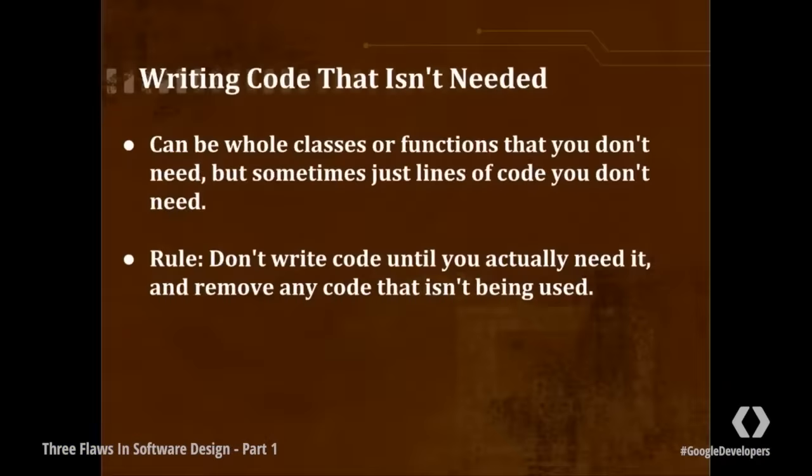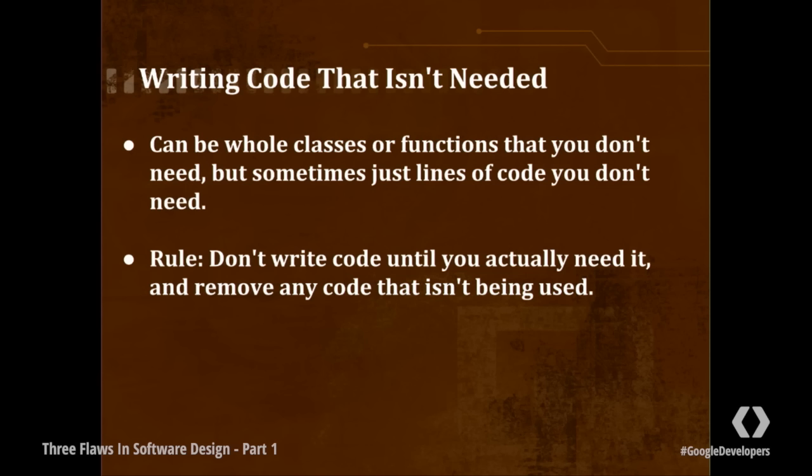And it's amazing how much simpler you can make code by just continuously asking this over and over and over: do you need this? Or when is this going to be needed? Or do you need it now? And the rule that you can apply to avoid this situation or to handle this flaw is that you don't write code until you actually need it, and you remove any code that isn't being used.